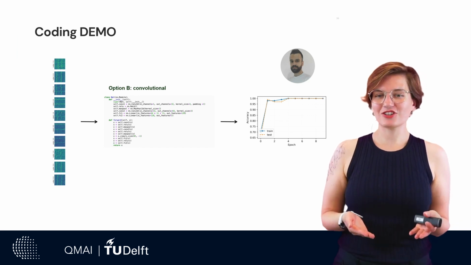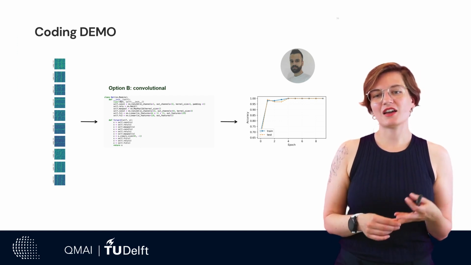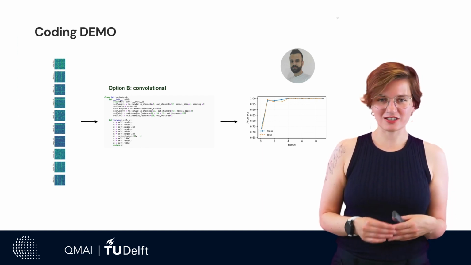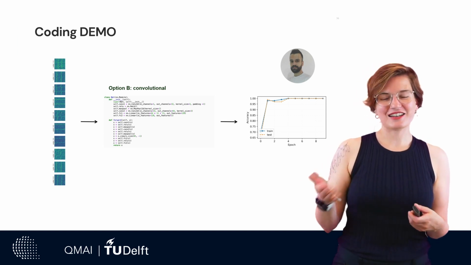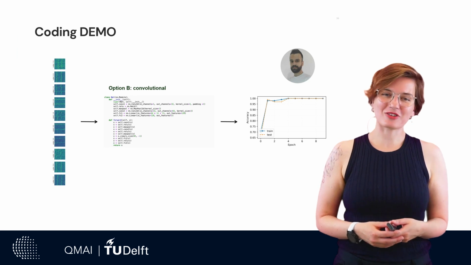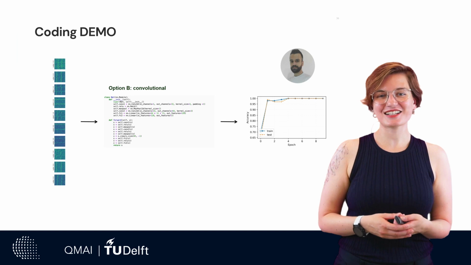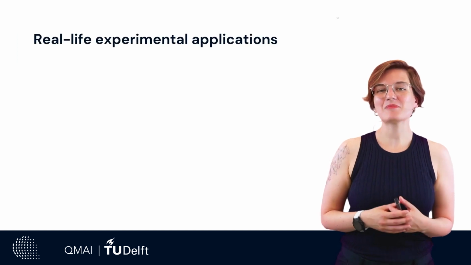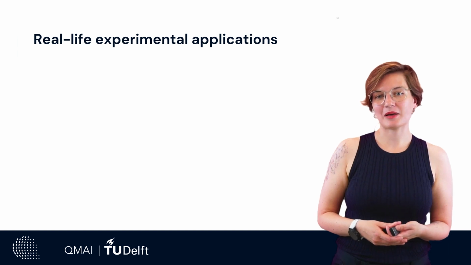And we invite you to experiment with the numbers of neurons, layers, filters, kernel size, any hyperparameters you want to experiment with, and try to reach the maximum accuracy possible in the minimum amount of training steps. And that will be your exercise. Let me finish this part up with some real-life experimental applications.